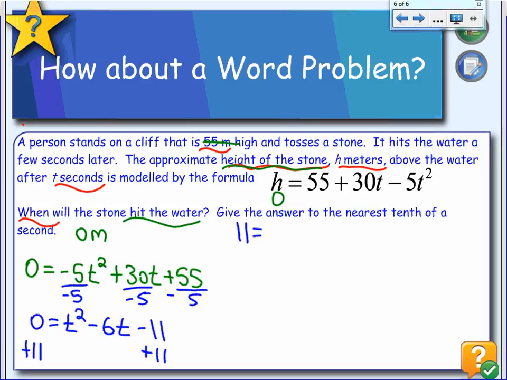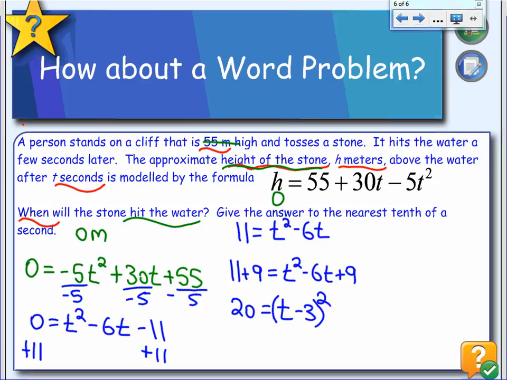We now have to add a value to both sides. That value follows a formula. The formula is b divided by 2 squared. So we're going to add negative 6 divided by 2 is 3. Squared is 9. So we're going to add 9 to both sides. We're then going to factor the side because that value created a beautiful situation where I can factor. We're then going to square root both sides. So we're going to get the square root of 20 equals t minus 3.